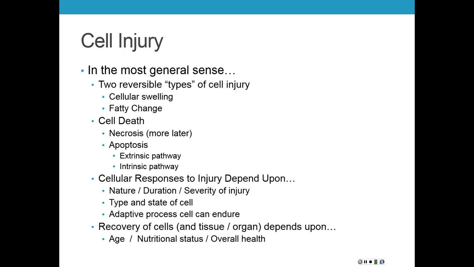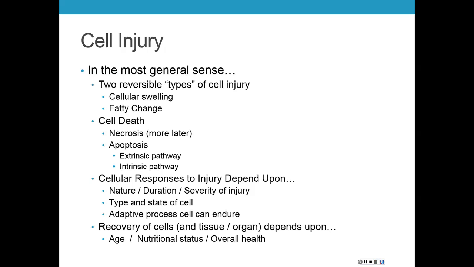Cardiac muscle and neurons are far more specialized than epithelial tissue. And then there are adaptive processes that the cell can endure. There are some cells that can adjust. Epithelial cells can adjust to things. So those things figure into how cells will respond to injury.